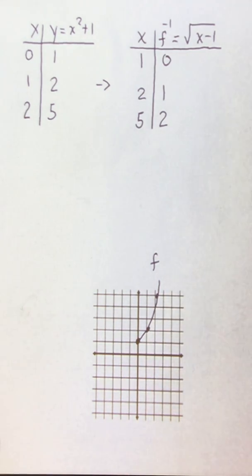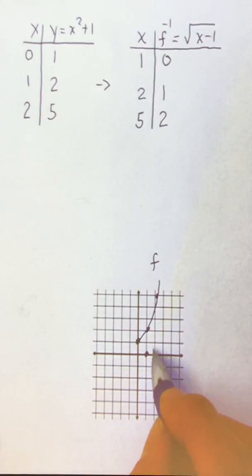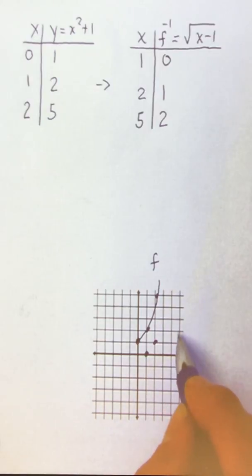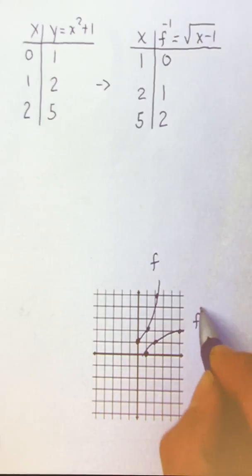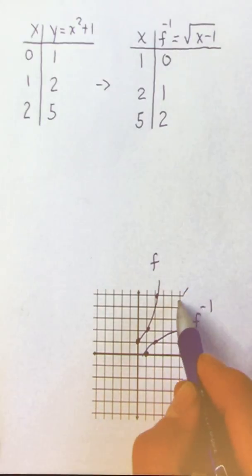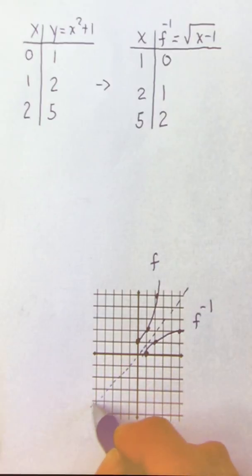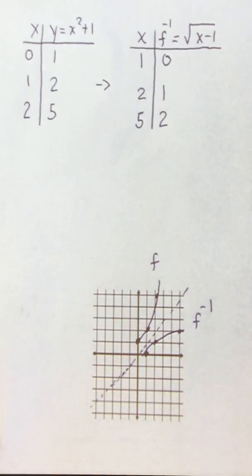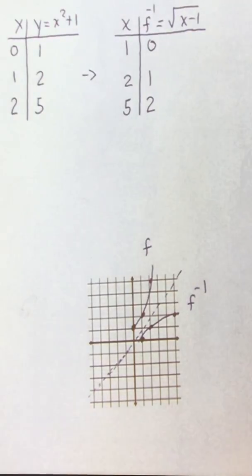So now interchange those ordered pairs. 1, 0, 2, 1, and 5, 2, and there's the graph for f inverse. And notice how nice they are mirror images on the other side of the line y equals x. And that concludes the problem set for section 2.7.